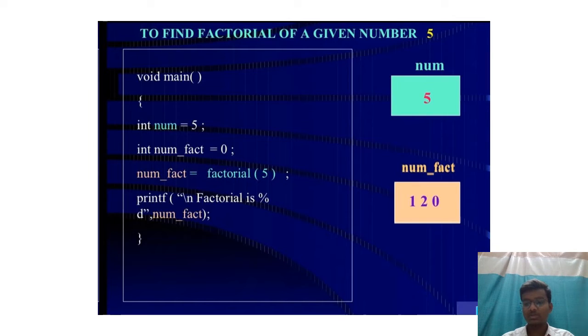This process continues until n is equal to 0. When n is equal to 0, the if condition fails and the else part is executed, returning the sum of the integers ultimately to the main function.